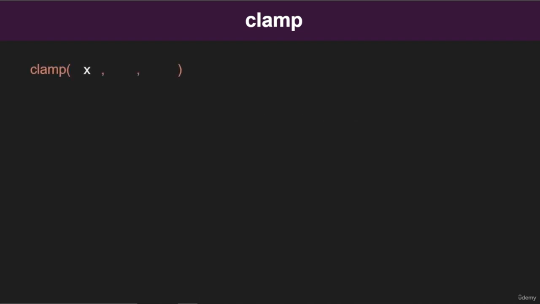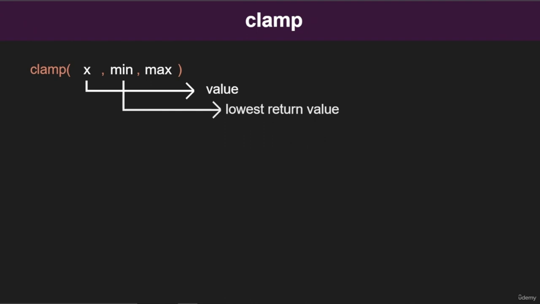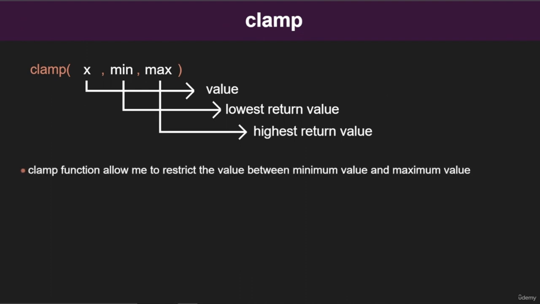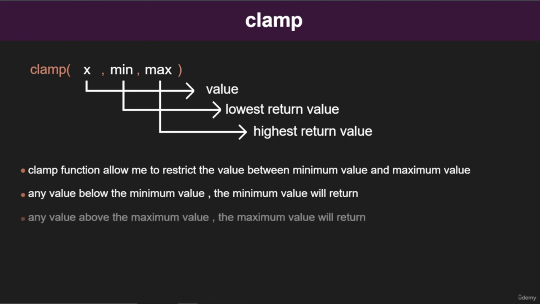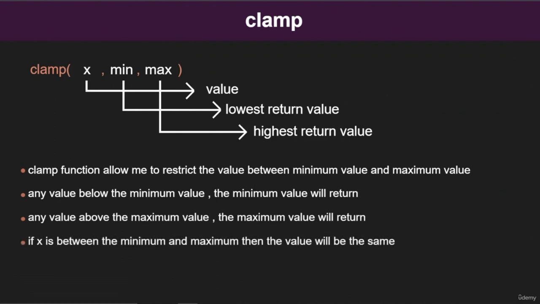The clamp function accepts three things: the x, which is your mark in the exam, the min, which is the lowest value you can get, and the max, which is the highest value you can get. The clamp function allows us to restrict values between the maximum value and the minimum value. So for any value below the minimum value, the return value will be the minimum value. For any value higher than the maximum value, the return value will be the maximum value. And if the value is between the minimum and the maximum, then the value is returned with no change.